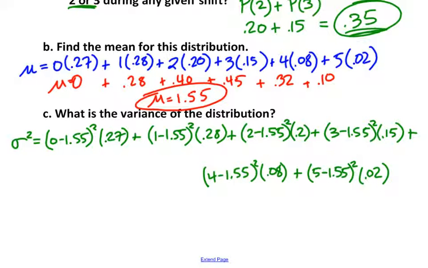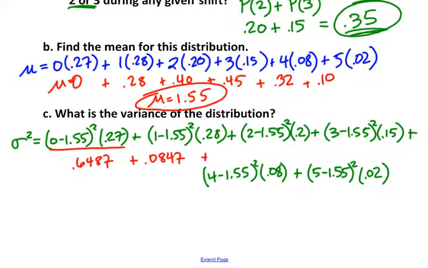Okay, so at that point, we just got some calculations to be made. We probably use our calculator to help us out a lot. 0 minus 1.55 squared times 0.27 all works out to be 0.6487. 1 minus 1.55 squared times 0.28 is going to be 0.0847, I believe.